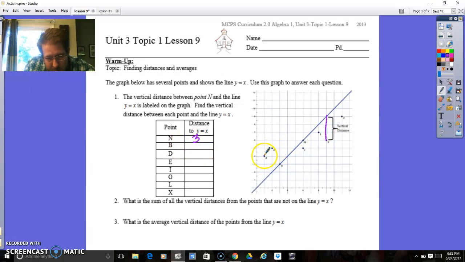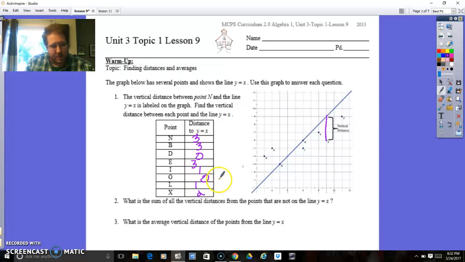Now, I think this is B right here. It's hard for me to see. 1, 2, 3, so that would also be 3. D looks to be right on the line. I think this is E, 1, 2, 3 as well. I think this is I, so that would be 1 away. G is right on the line. L is 1 away, and X is 2 away.